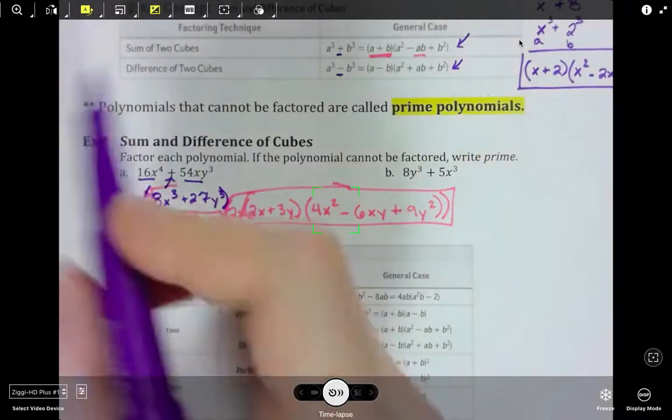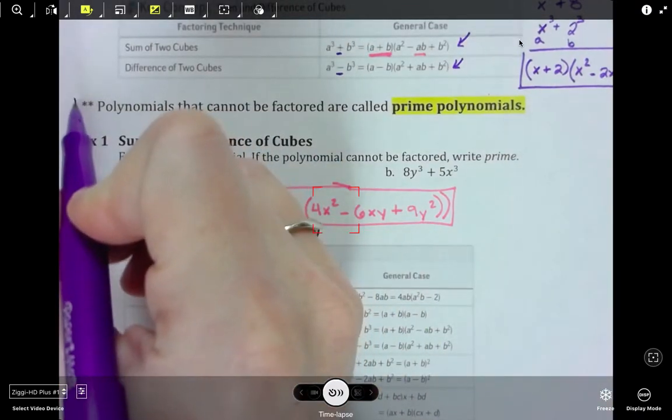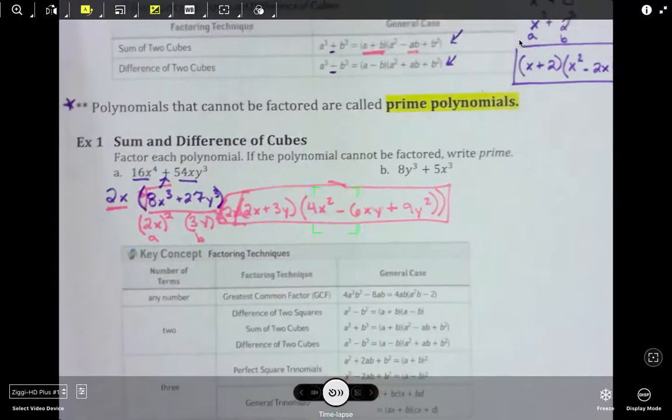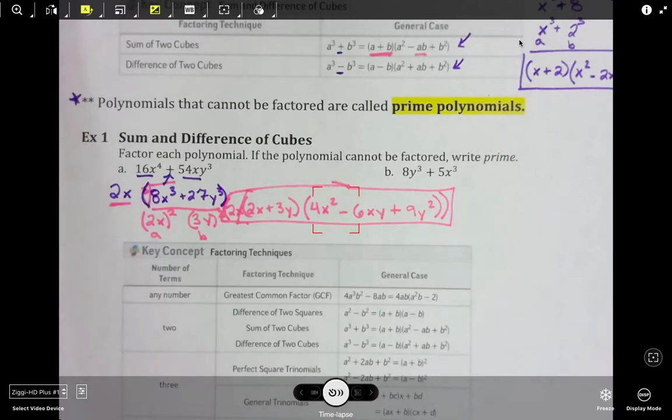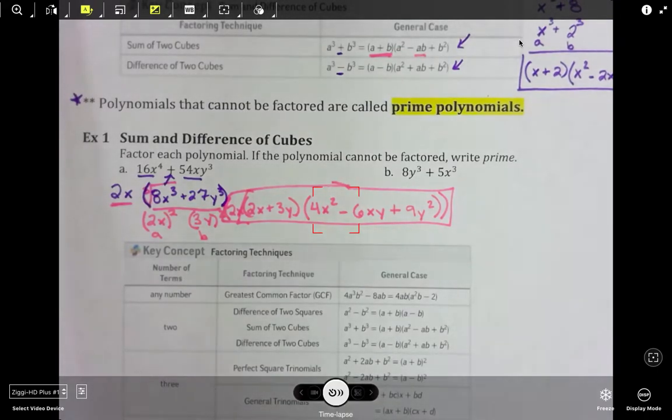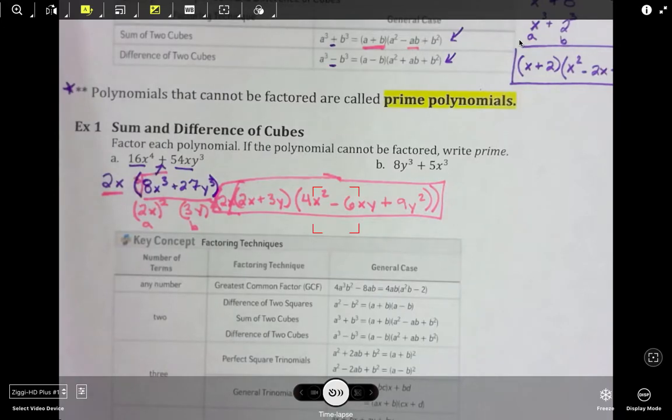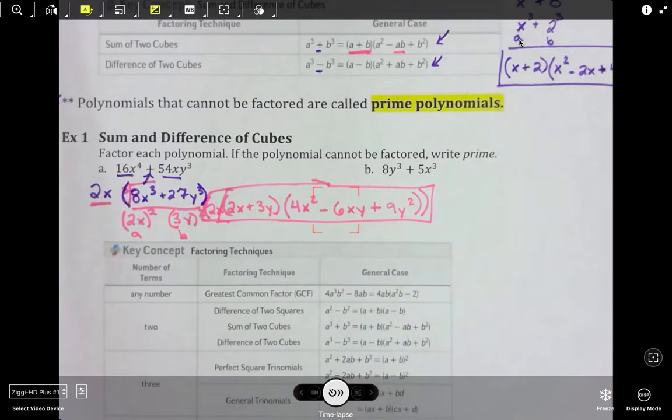Okay, now I'm going to go back up, before we do part B, back up to the star, star, star. The polynomials that cannot be factored are called prime polynomials. Sometimes you aren't able to factor a polynomial down, and that's okay. In fact, that's really nice because you can just write the word prime and you're done. Okay, that falls into this next example.